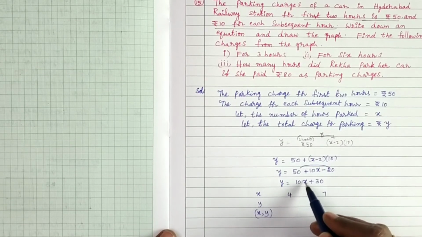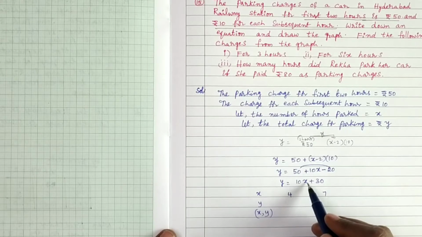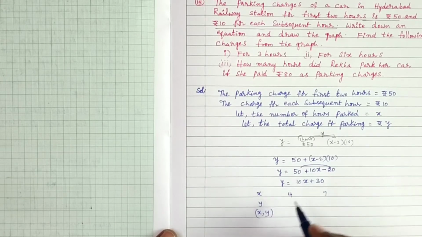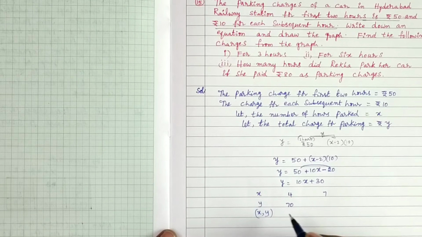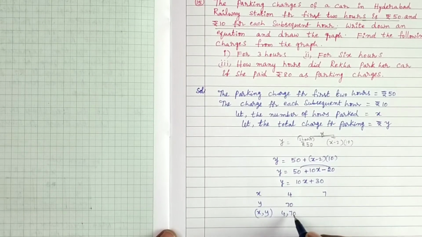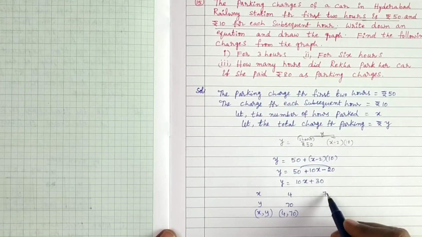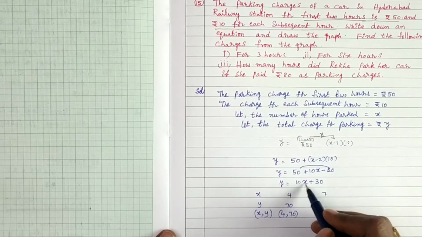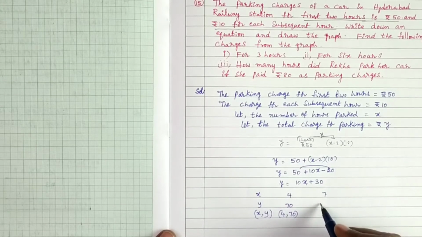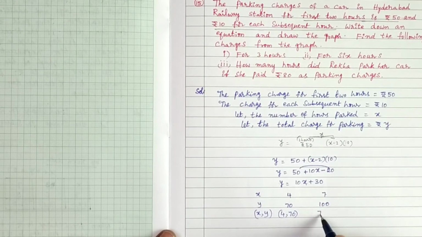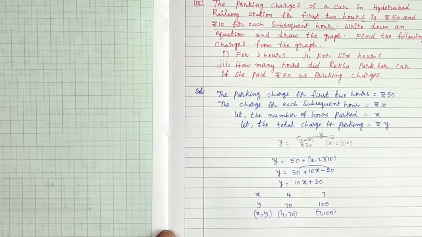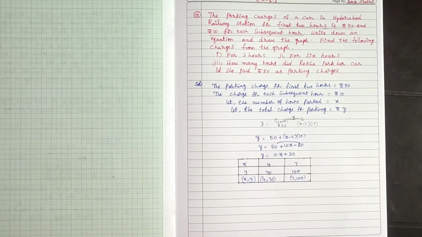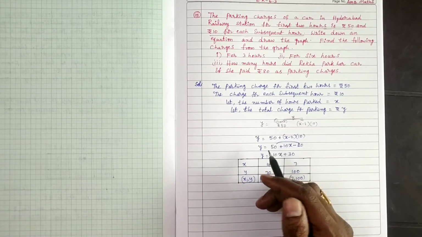If we substitute 4 in the x place, 10 4s are 40, 40 plus 30 is equals to 70. So point is 4 comma 70. x is equals to 7. In this equation substitute x is equals to 7. 10 7s are 70. 70 plus 30 is equals to 100. So 7 comma 100. Take these points. Let us go to draw the graph.